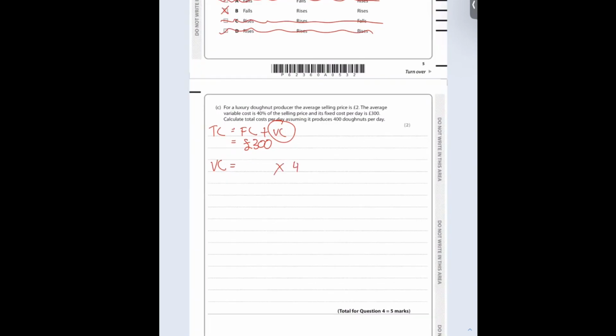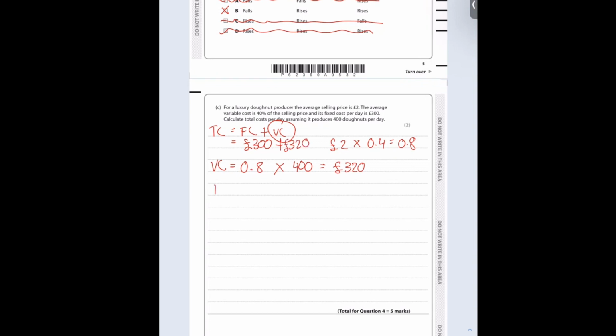So I'm going to times whatever the variable cost per unit is by 400. And they're telling me that the variable cost is 40% of the selling price. There's a couple of ways I can do this, but the easiest one probably is 2 times 0.4, which will give you 0.8. So that's telling me that the variable cost is 80p per unit, but that's fine. I can leave it like it is for the moment, and I can do 0.8 times 400, which will give me £320. So now I know what my variable cost is, £320.